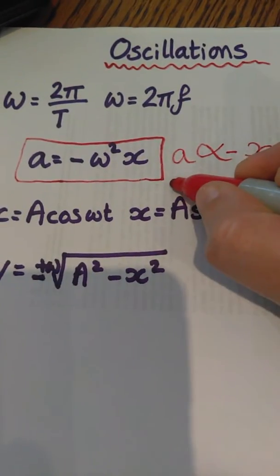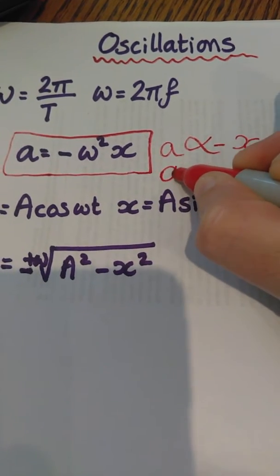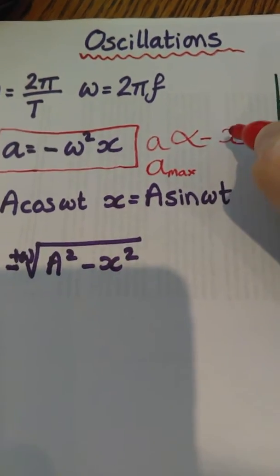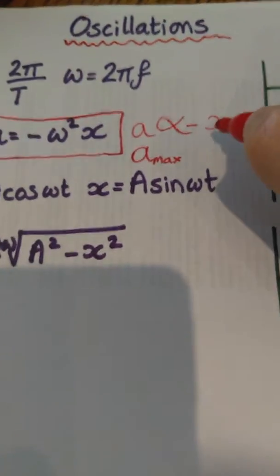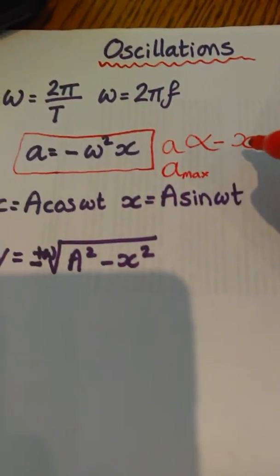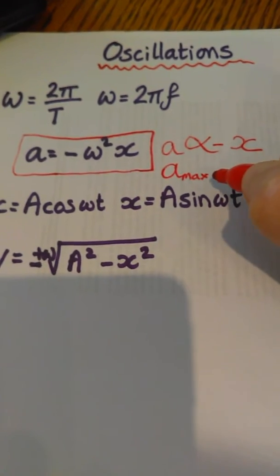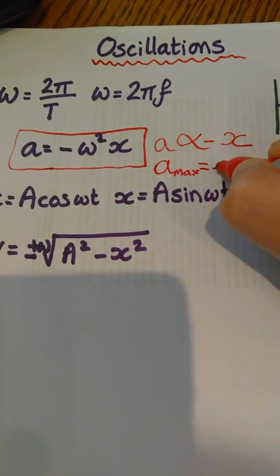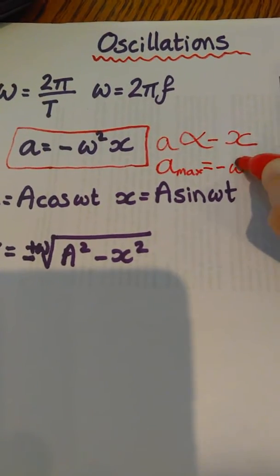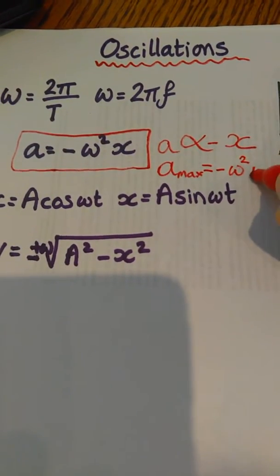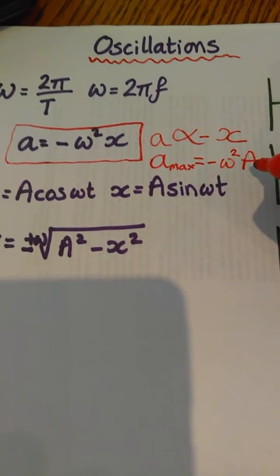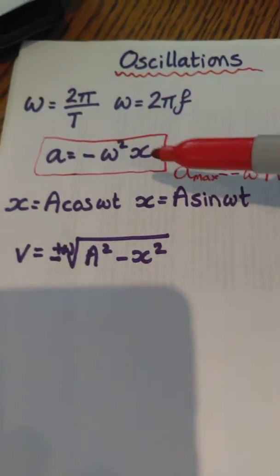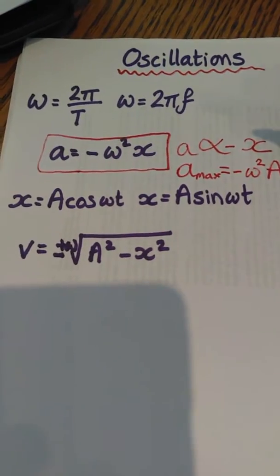So if we wanted the maximum a max, the maximum acceleration, that appears when x is maximum. Now x is the displacement. When x is maximum, that is the amplitude. So you can have a max is equal to minus omega squared A, where A is the amplitude. So remember, if you want to know what maximum acceleration is, it's when you get maximum displacement.